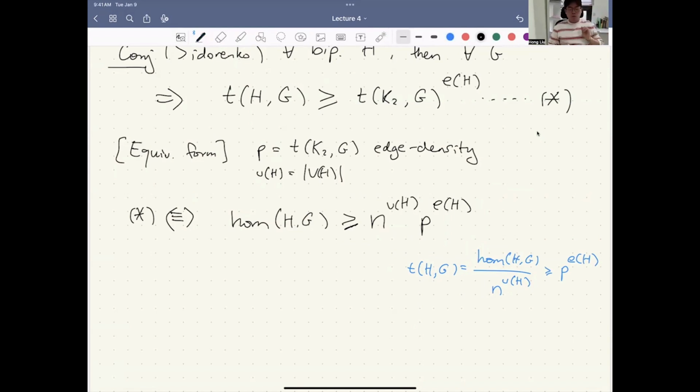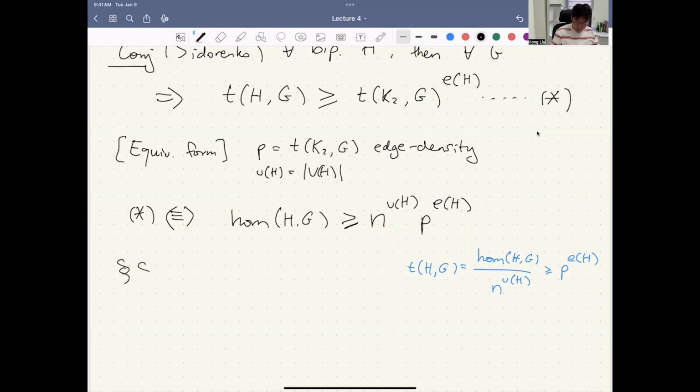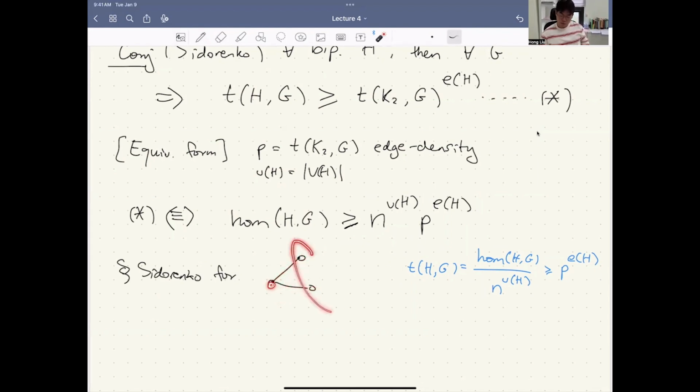We're going to prove it for a very, very simple graph, a path of length 2. We're going to prove Sidorenko for this graph. This graph is so special and simple. I think it's good to illustrate the method. You can view it as a path of length 2. You can also view it as a star of size 2. You can also view it as a complete bipartite graph with one part of size 1 and the other part of size 2.